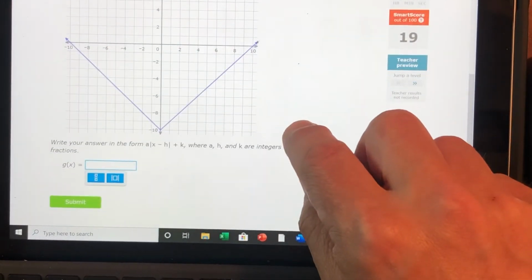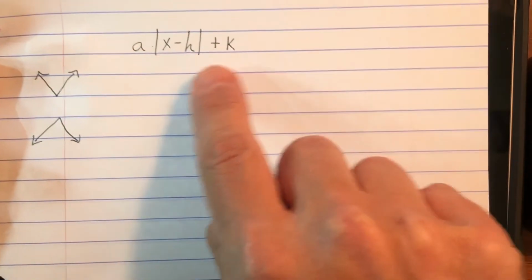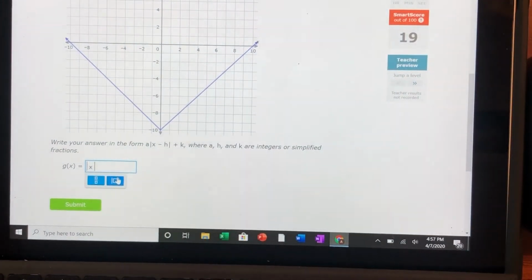So right here we're going to type in x, the absolute value of x, and then get out of that absolute value symbol because notice that the k is not inside the absolute value, it's on the outside. And so it's just minus 10.